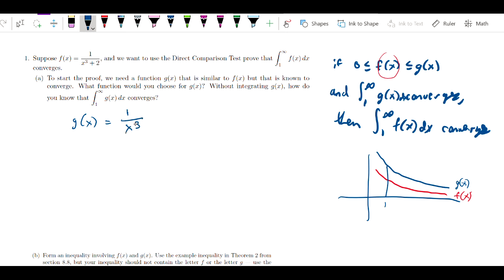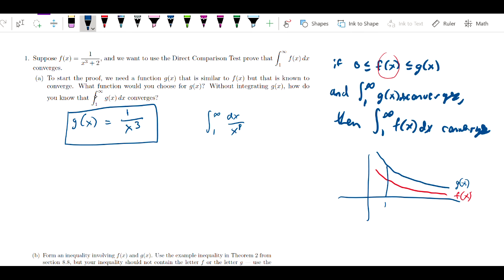Now, why do I choose that? Well, we know that 1 over x cubed is the integrand of something called a p integral. A p integral is an integral of the form dx over x to the p, and we have certain rules for what values p can have that make this integral converge, specifically if p is greater than 1. So we're going to choose g of x to be this function. Note that we're not choosing g of x to be the integral, we're choosing g of x to be the function that we integrate.